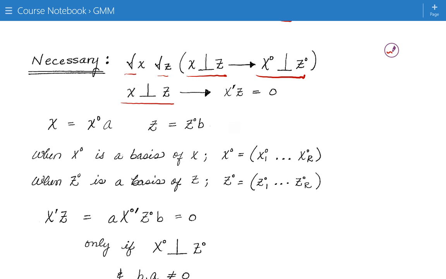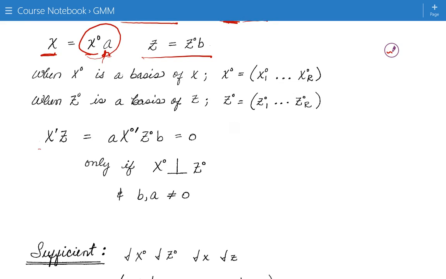Now you notice that X being orthogonal to Z means that X transpose Z is equal to 0. But X, being a vector in the space defined by the basis vector X naught, can be looked at as simply a constant times that vector, and similarly for Z. So we can rewrite X transpose Z as A X naught transpose B Z naught, and that's equal to 0 only if the two sets of bases are themselves orthogonal, assuming that A and B themselves are not 0. We're not talking about zero vectors here.